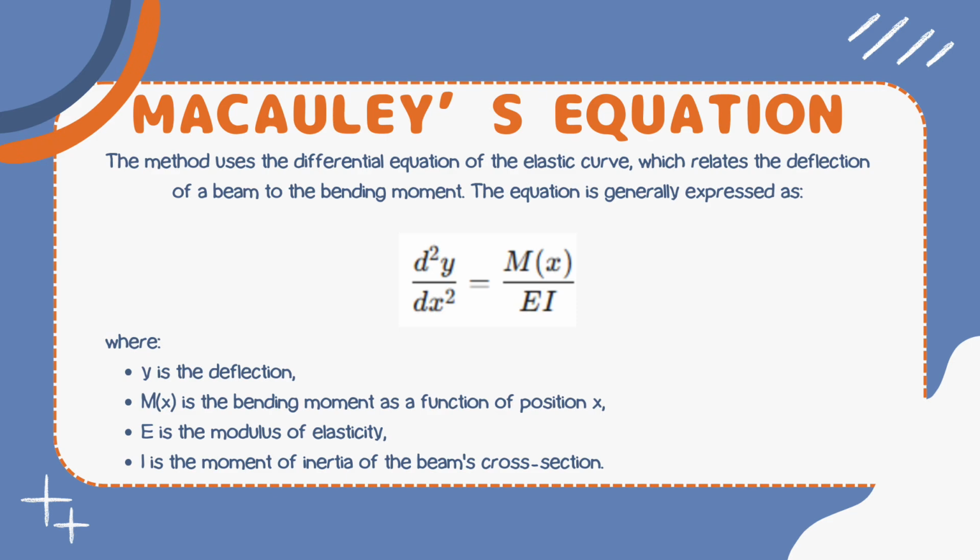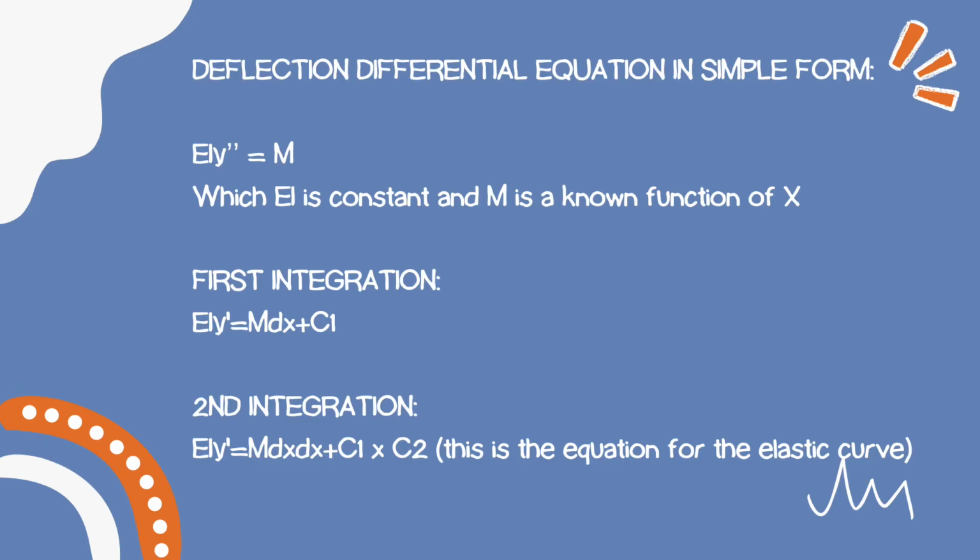Macaulay's method is particularly advantageous for complex loading scenarios because it simplifies the analysis of beam deflection and slope without needing to derive multiple equations for different sections. Deflection differential equation in simple form. The second derivative of deflection y with respect to the length of the beam x gives the curvature, and multiplying by EI provides the internal moment needed to resist the curvature.